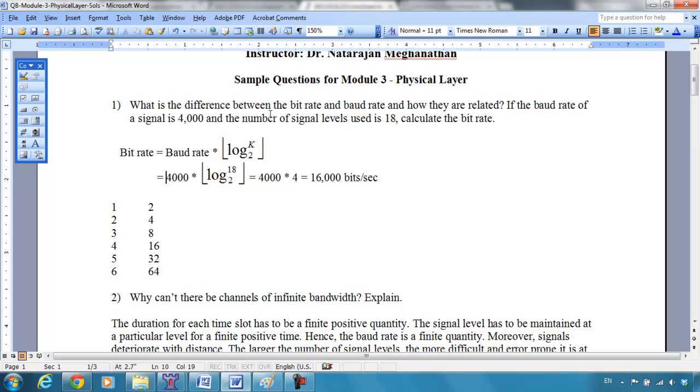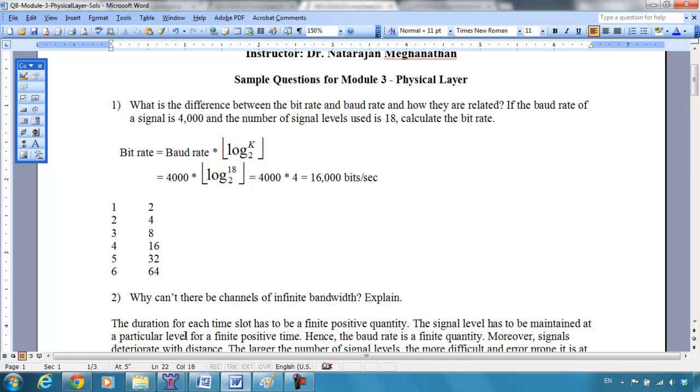So in this example, we have 4,000 for the baud rate and 18 for the number of signal levels. So it is log 18 to the base 2. Also, as I mentioned in class, the number of signal levels is preferably a multiple of 2, but I could ask you something like 18, which is not an exponent of 2. So you could do this by knowing the exponents of 2. 18 is between 16 and 32, so you're doing a floor here. So log 18 to the base 2 is 4. So it is 4,000 times 4, which is 16,000 bits per second.